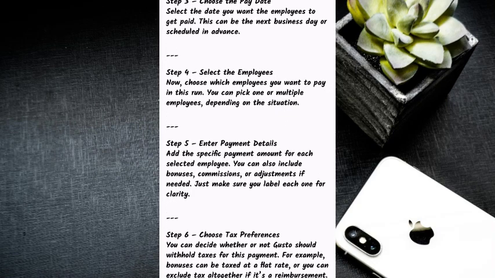Step 5, enter payment details. Add the specific payment amount for each selected employee. You can also include bonuses, commissions, or adjustments if needed. Just make sure that you label each one for clarity.